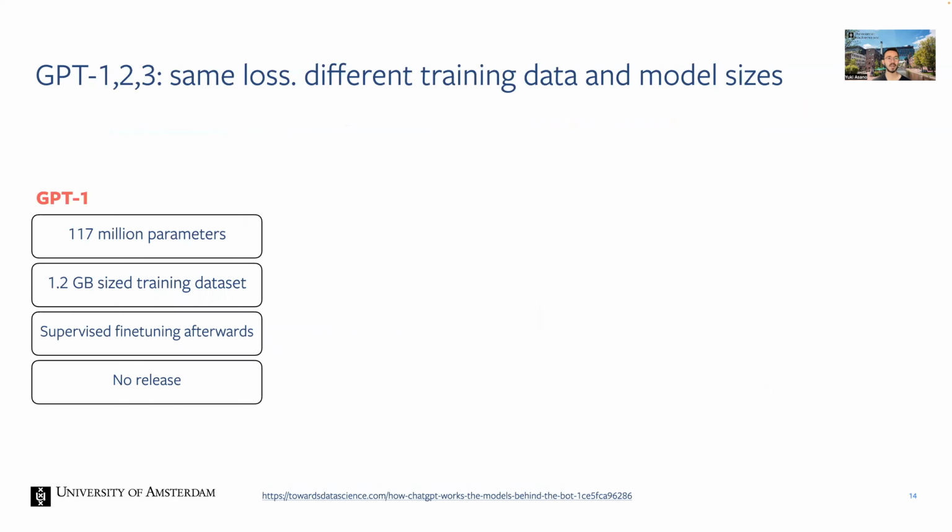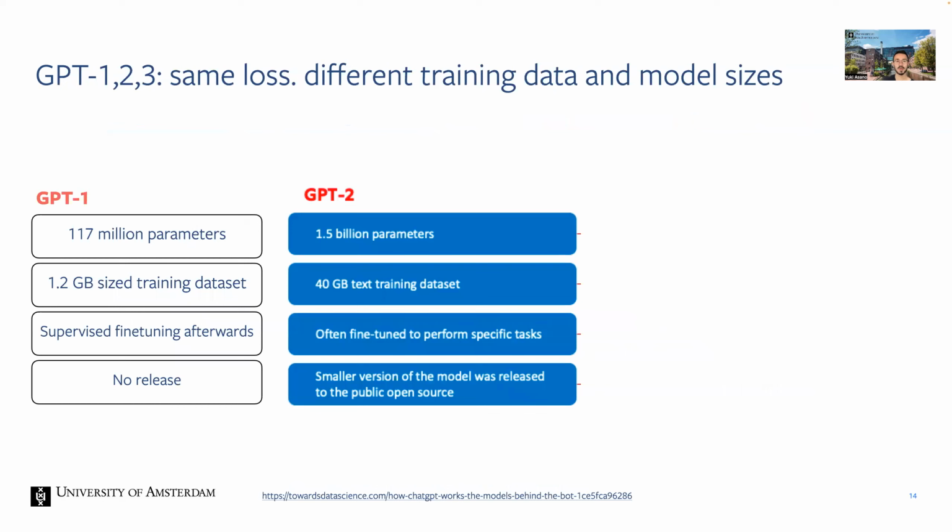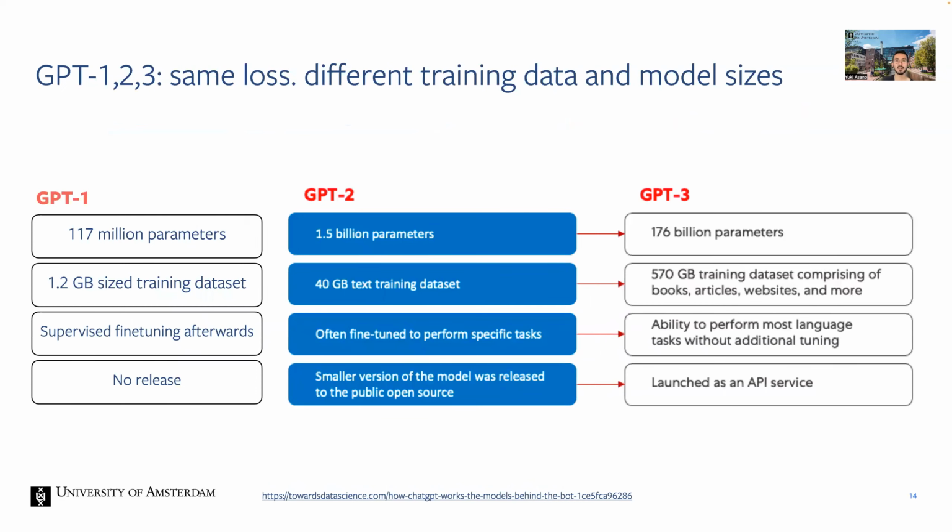Right, so GPT-1 had 117 million parameters and mostly used supervised fine-tuning afterwards. And GPT-2, as we know, that's sort of when GPT became bigger, had a 40 gigabyte training data set and still often used fine-tuning to perform tasks. Importantly, then GPT-3 came out, which had a huge training data set and had the ability to perform a lot of language tasks without additional tuning. It launched as an API service, so we don't have access to the original weights. There's a couple of open source versions now available, and we're also going to talk about them in the tutorial.